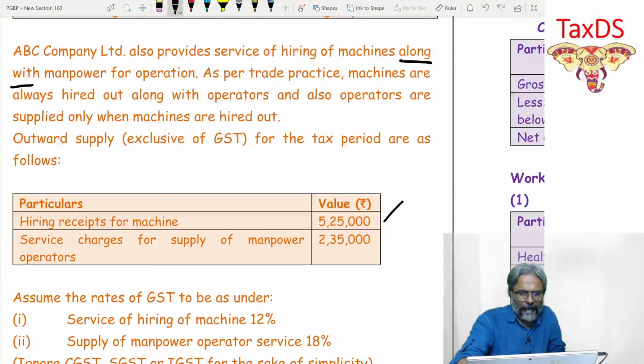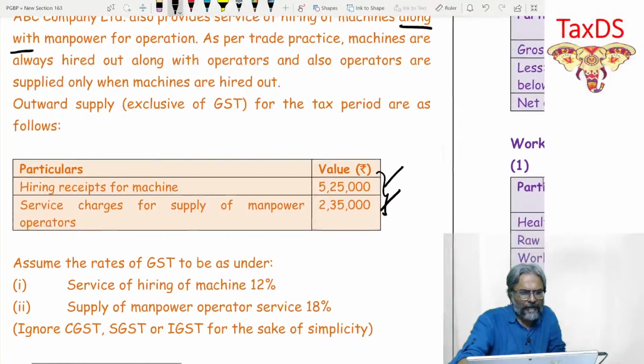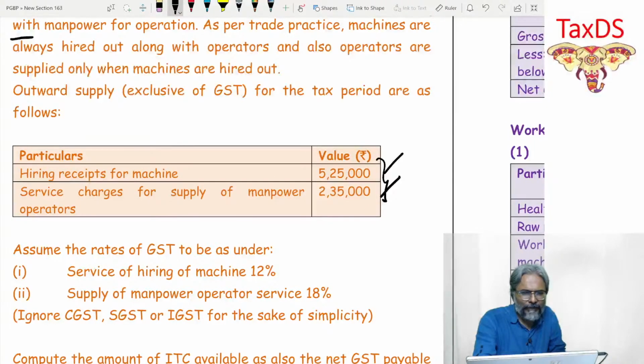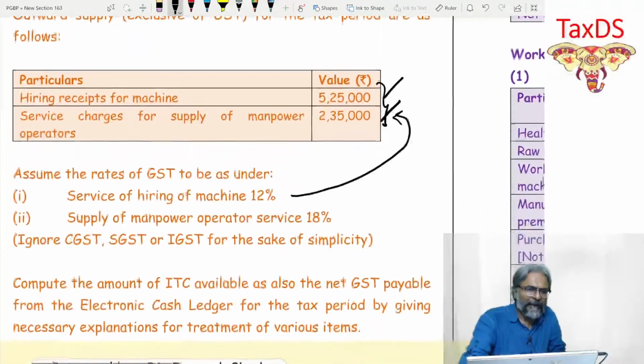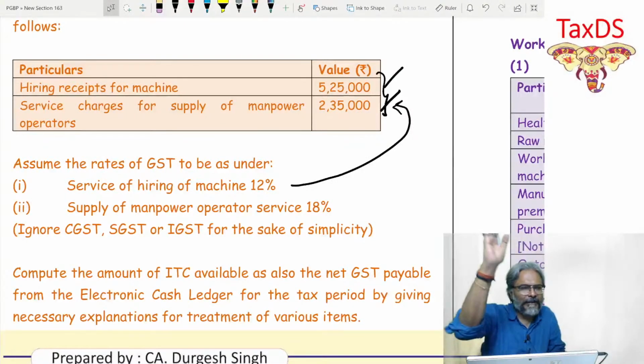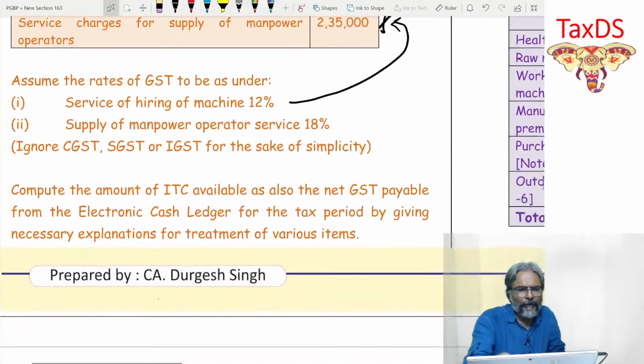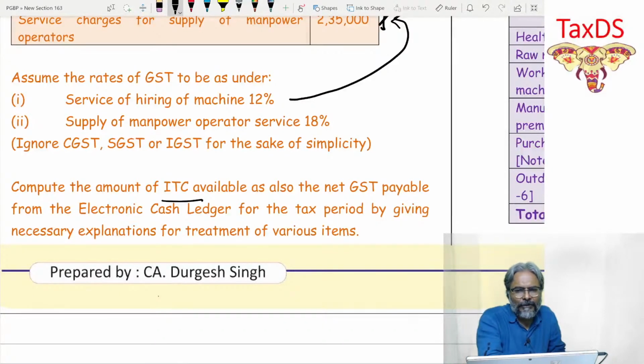For hiring of machine the value has been given, and for manpower the value also has been given, but the rate that you are going to apply, students, would be that of hiring, 12%. Output supply would be, ignore CGST, SGST, so we don't have to make three statements. We only have to make one statement of the GST. Compute the amount of ITC available as also the net GST payable.